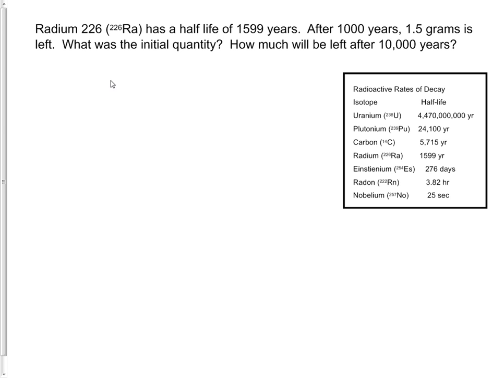As we've been talking about, the model is y equals some constant times e to the kt, right? Since we already know this is our end product, let's go ahead and use this model to talk about radium-226. Let's say we're told that radium-226 has a half-life of 1,599 years. So after 1,000 years, there's 1.5 grams left. What was the initial quantity? And how much will be left after 10,000 years? Okay, we need a little bit of work to find this one, but it's not awful. So let's see what we can do.